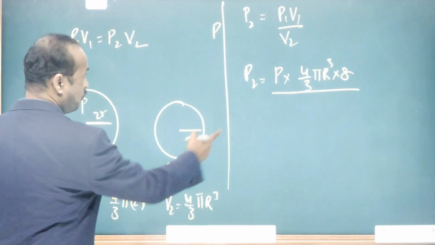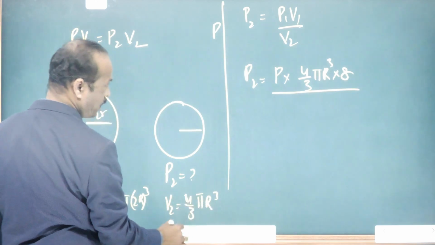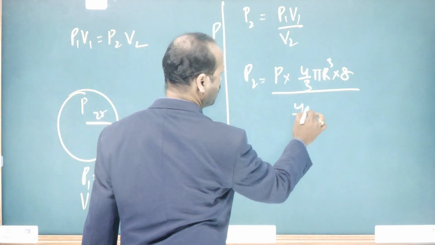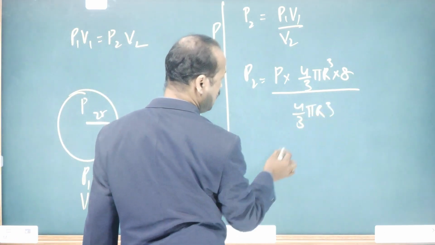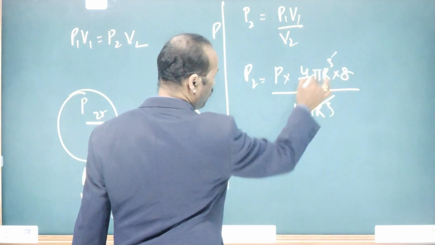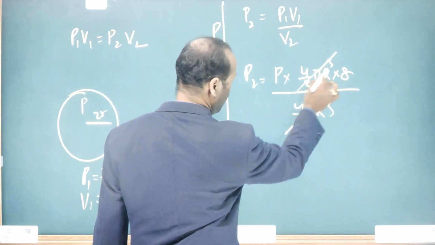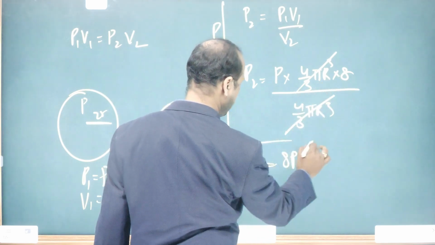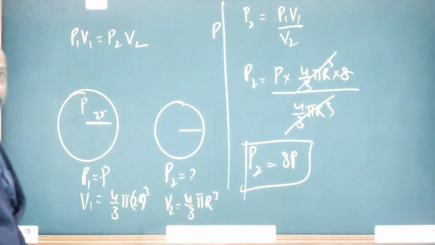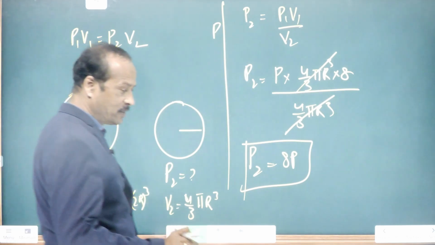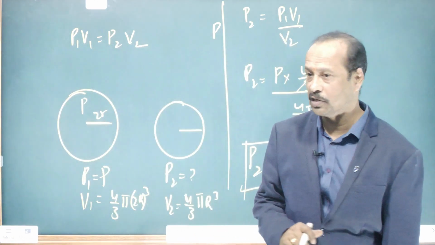Now what do I have? V2. V2 volume is 4 by 3 pi r cube, right? So see here, 4 by 3 pi r cube and 4 by 3 pi r cube cancel. So P2 is equal to P into 8, so that is 8P. Clear? See, a little mathematical knowledge is also required here to solve this problem.